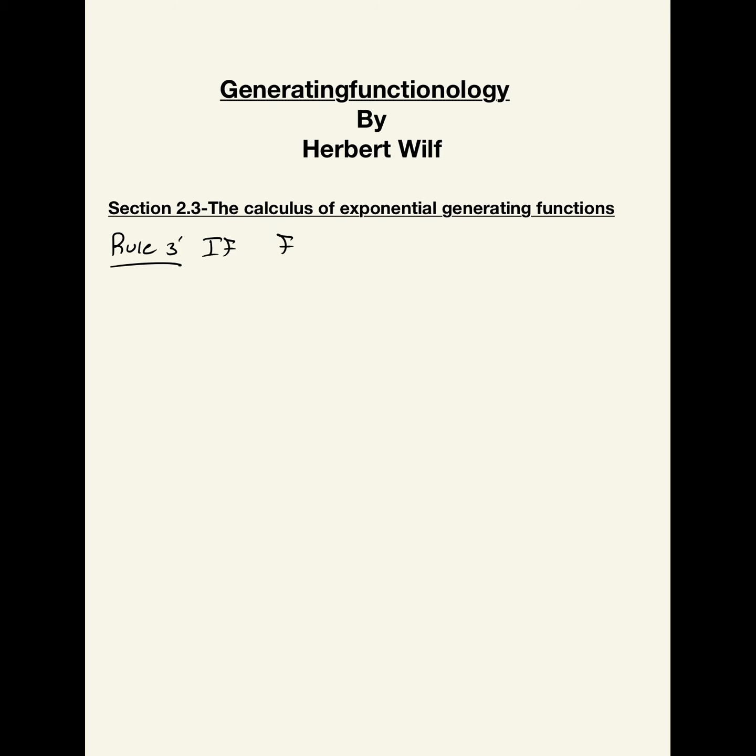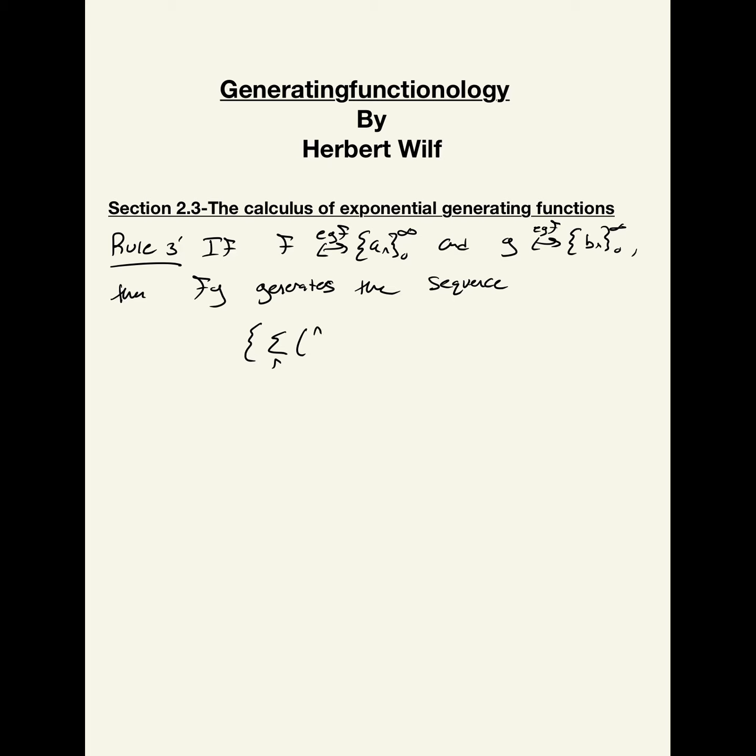It says if f is an exponential generating function for a sub n, n from 0 to infinity, and g is another exponential generating function for a different sequence, let's call them b sub n's, then the product of these two generating functions generates the sequence of these sums: the sum of n choose r, a sub r, b sub n minus r, from r equals 0 to n, for n equals 0 to infinity.